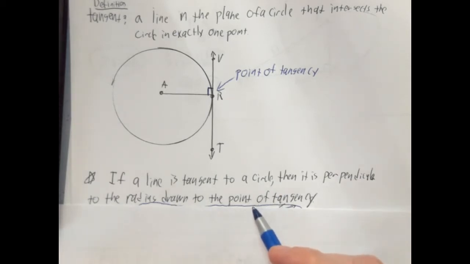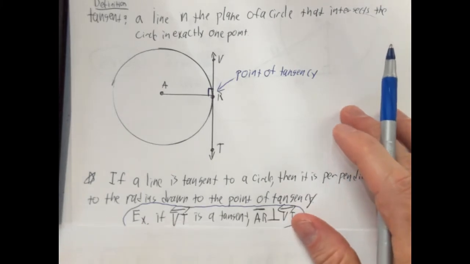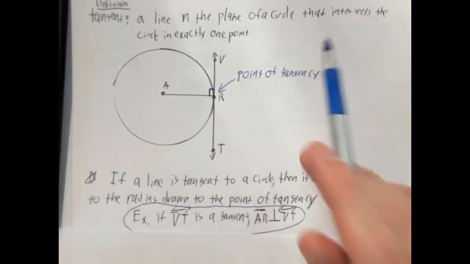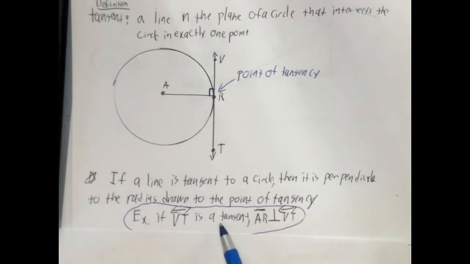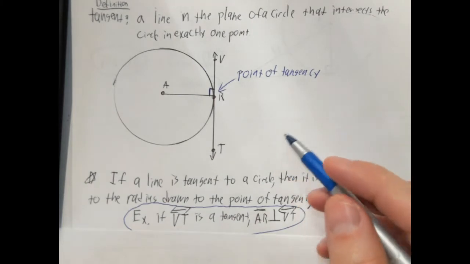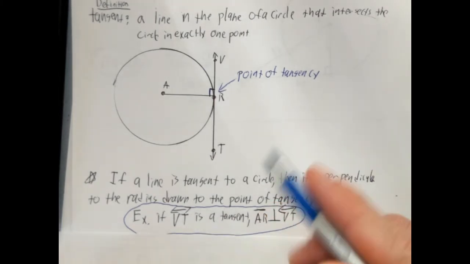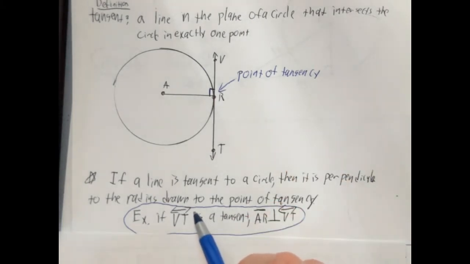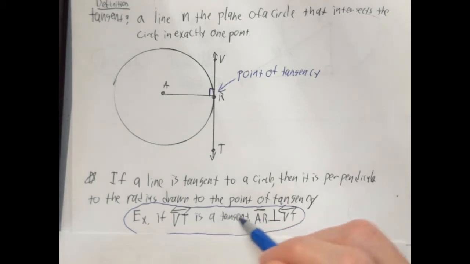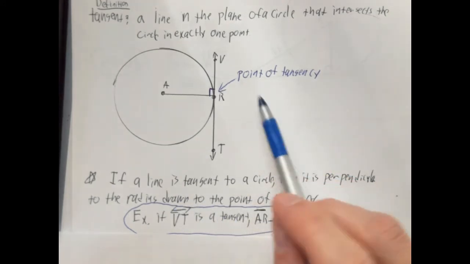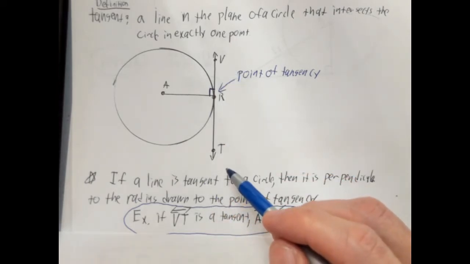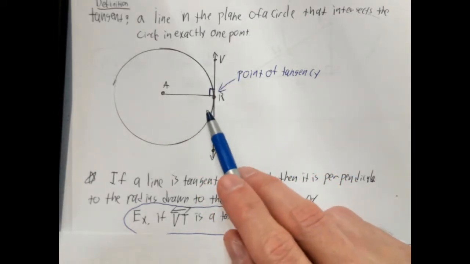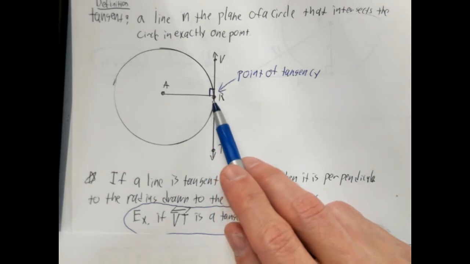The point of tangency is just a fancy way of saying, hey, that's the point where this line or line segment touches the circle. And here's an example specific to what we drew here. If VT is a tangent, then AR, which is the radius, is perpendicular to VT. One little thing to note, which I think is kind of cool, is that we're using notation that we learned all the way back in September. This is notation we learned in Unit 1. It's kind of neat. Anyway, that's the key thing here. If you have a tangent, it's going to be perpendicular to the radius of that circle that meets the tangent at the point of tangency.